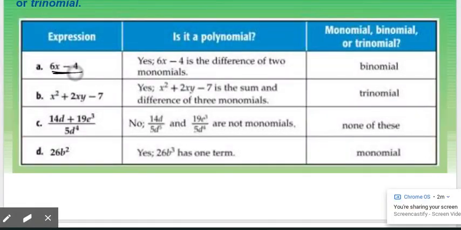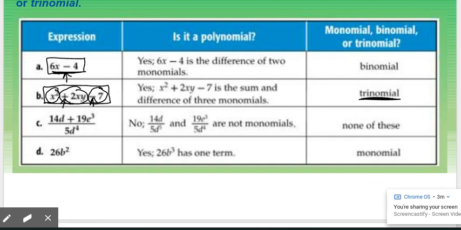Letter A, this one is a binomial. Notice that it's two terms. The terms, remember, we've talked about this before, they're separated by plus or minus signs. So this has the minus sign there. So it has two terms, a 6 and a -4. Okay. Letter B, this has one term, two terms, three terms. Okay. And again, they're separated by plus or minus signs. And this would be called a trinomial.